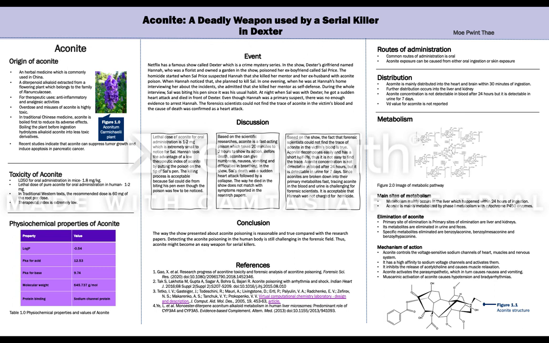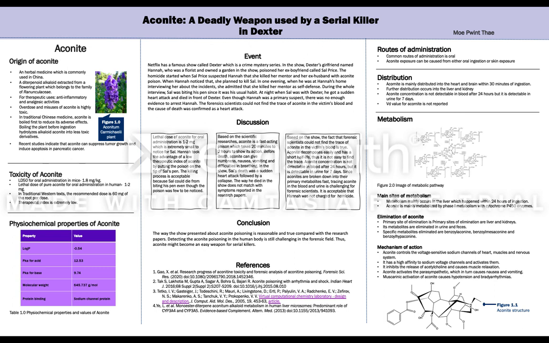From that show, we already know that Hannah killed Sal, but there is no evidence to prove it. That is very frustrating for me, so I researched the poison she used. Let's start by talking about how aconite poisoning works. So, the origin of aconite.